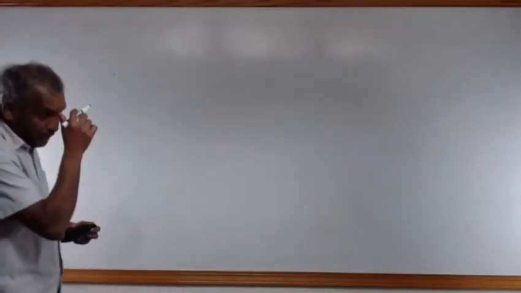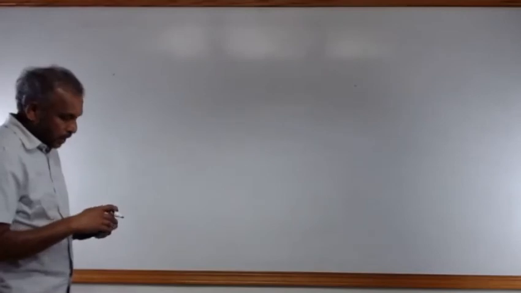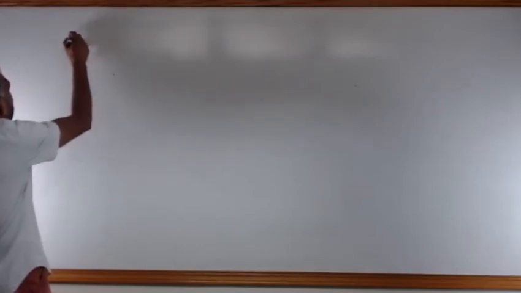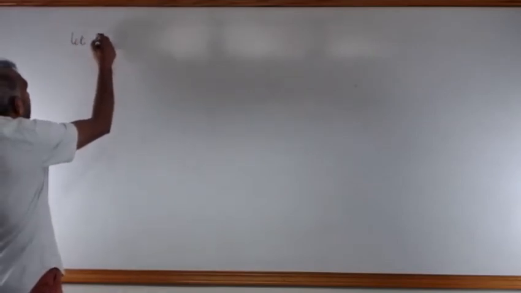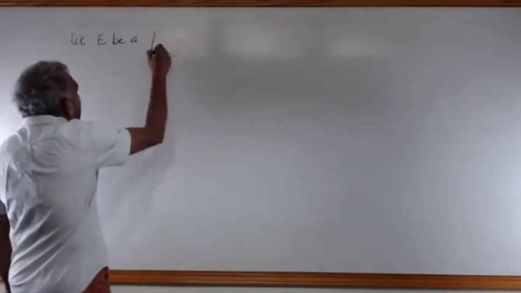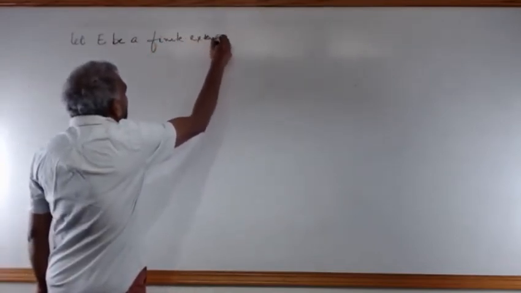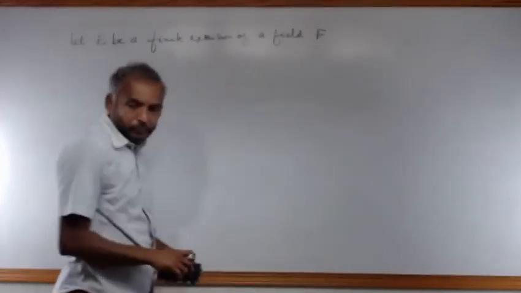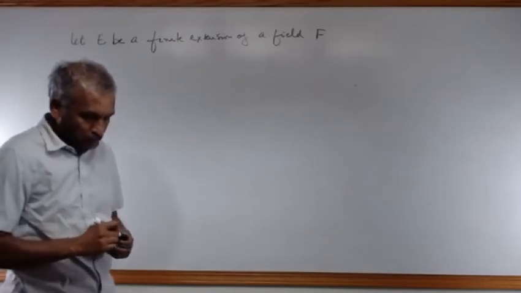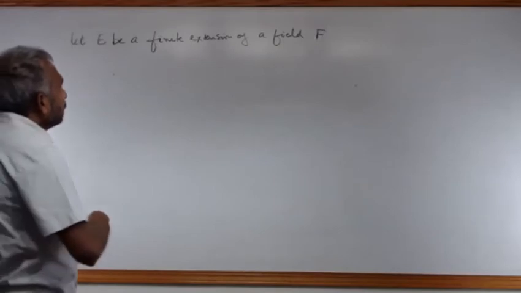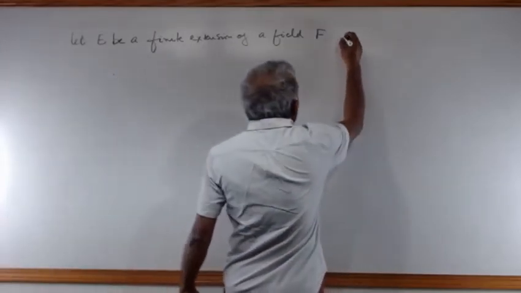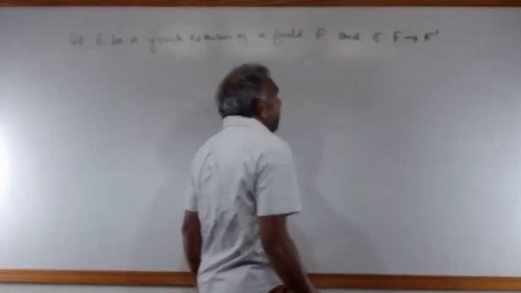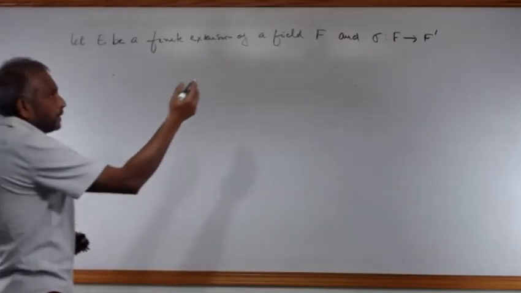Today we are going to discuss another application of our isomorphism extension theorem. Here, let E be a finite extension of a field F, and sigma is an isomorphism from F to F prime. F prime is a different field.